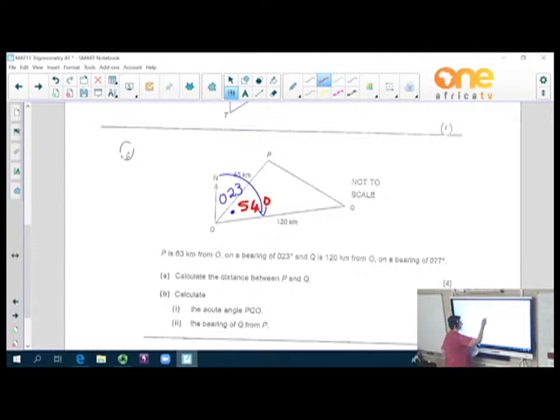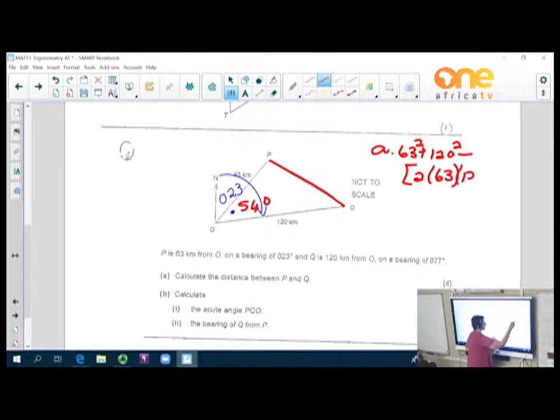Now we have to calculate PQ, and can you see, third side? Now it's the cosine rule. So that will then be 63 squared plus 120 squared minus, in brackets, 2 times 63 times 120 cosine, and which angle are you using? 54 degrees. So you get a method mark here for substituting correctly. And some of you do that and then you just leave out the question. You don't go further. So we need to find the value of PQ. So you do that calculation, and then we have to get the square root of that one.